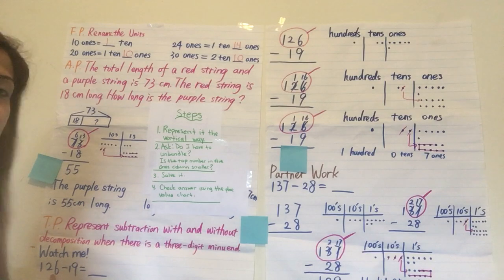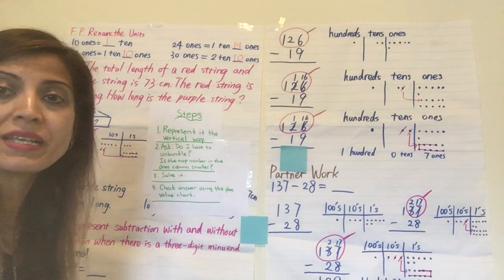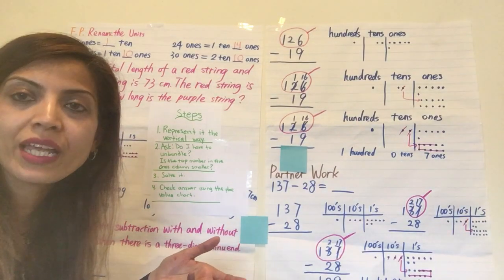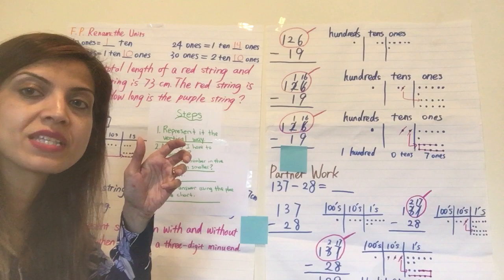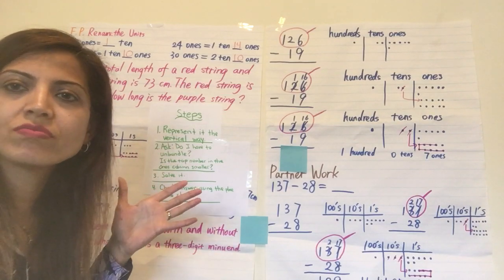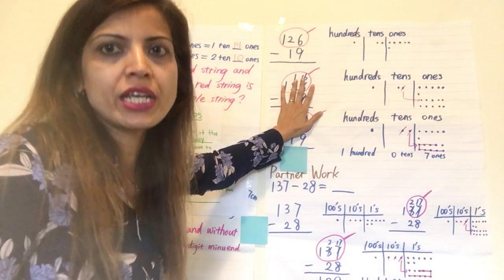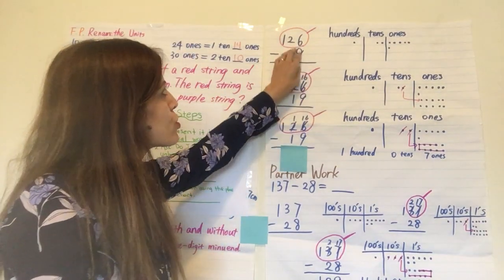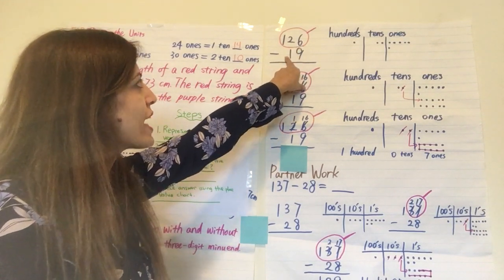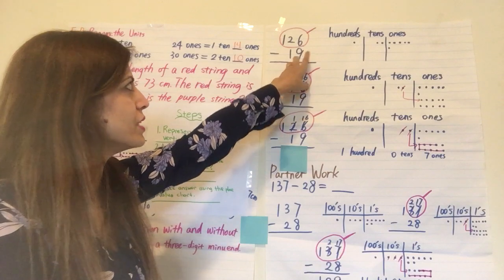Basically, it's the top number. So if you have 126 minus 19, 126 is a 3-digit minuend. Basically, it's a 3-digit number, right? One of the numbers will be represented as a 3-digit number. That's it, okay? That's all, okay? Awesome work. So we're going to move on to this chart here, and you're going to notice we're going to solve 126 minus 19. 126 minus 19.